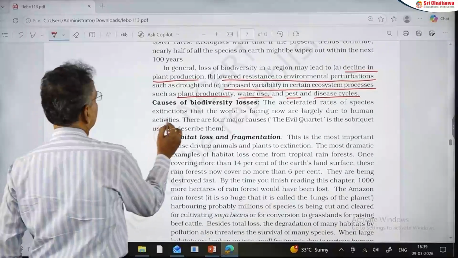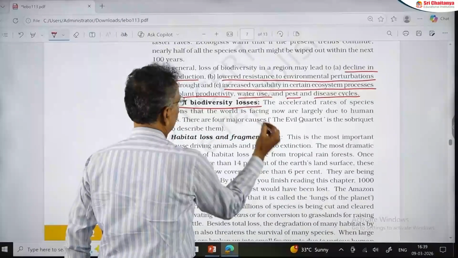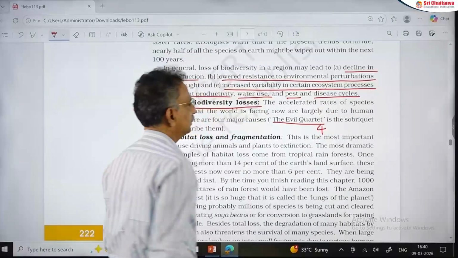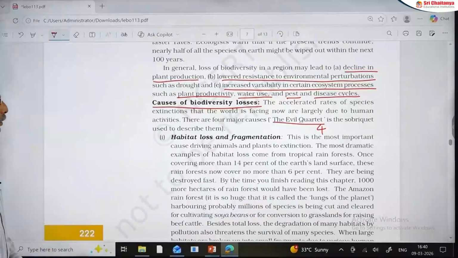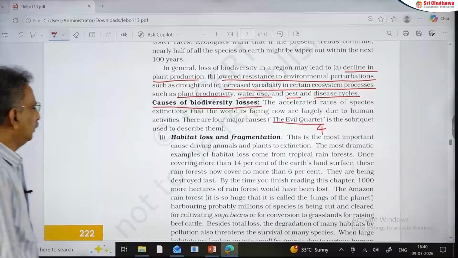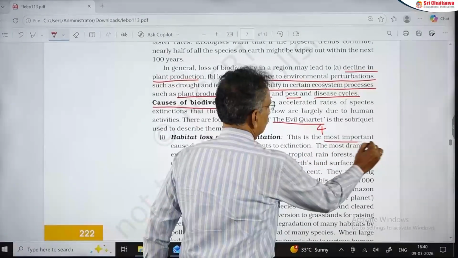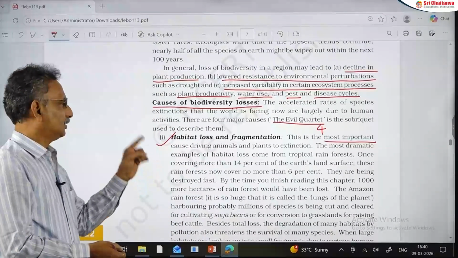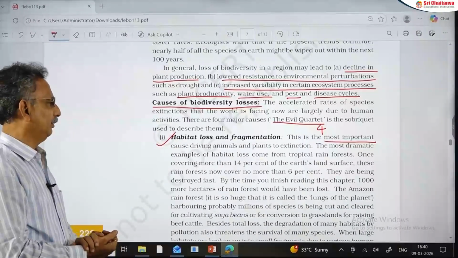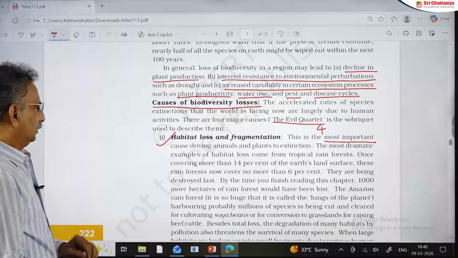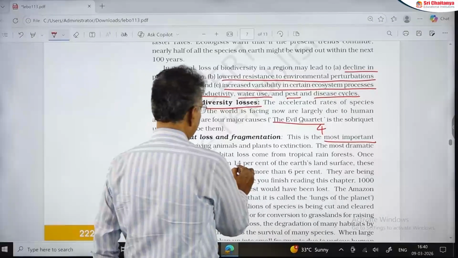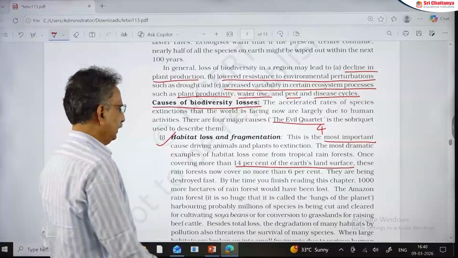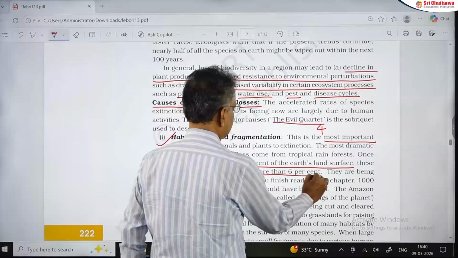Then, what is the cause for biodiversity losses? That is what we call the Evil Quartet. So, quartet, as you know, means 4 major reasons. Now, the most important one is habitat loss and fragmentation. So, habitat loss and fragmentation is the most important cause of driving animals to extinction, right? So, earlier, tropical rainforest used to cover 14% of the Earth's land surface. Now, they are no more than 6%.